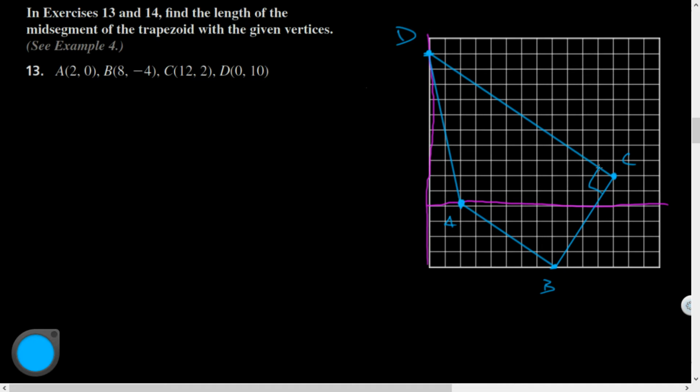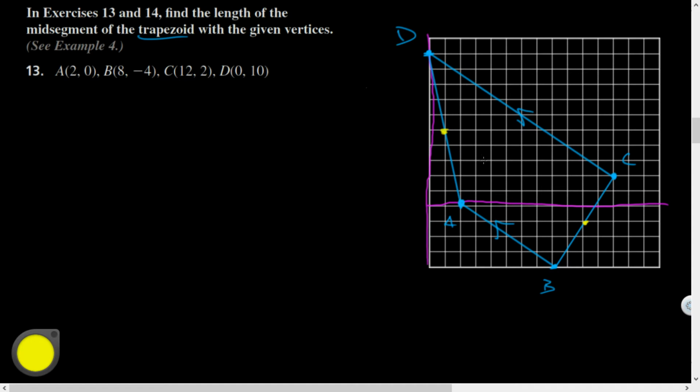I wonder if this is a right angle there, almost. I don't know, maybe not. So it looks like these would be the parallel ones. They told me it was a trapezoid, so I'm going to just take their word on it. And then I would need to find the midpoint here and the midpoint here.